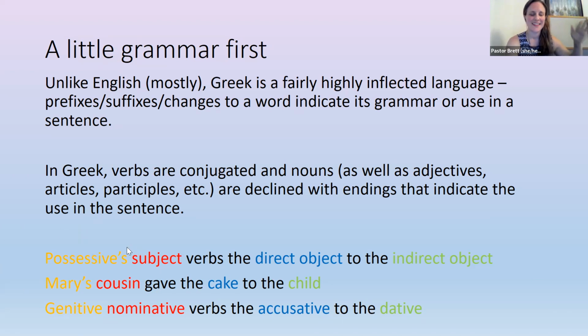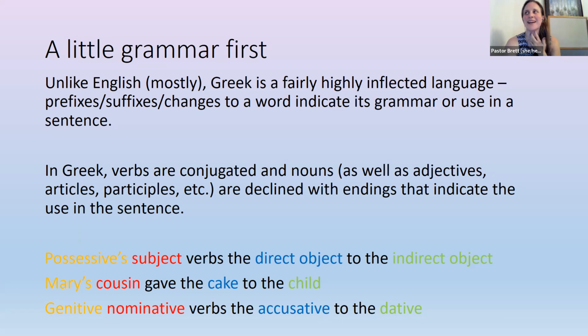This sentence is just about noun structure here. Possessive, subject, verbs, the direct object being the part of speech that receives the action of the verb, to the indirect object, like Mary's cousin gave the cake to the child. So the cake is the direct object, child is the indirect object. I promise this is going to have a meaning for our life and Bible in a minute.